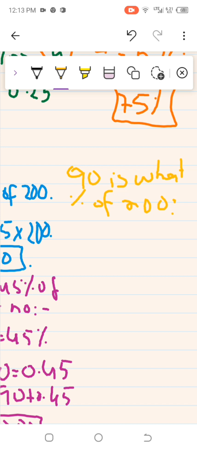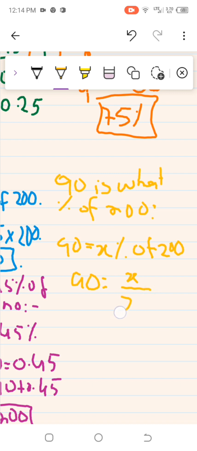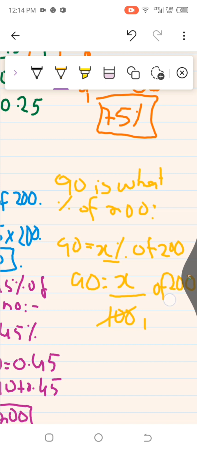So we can solve this question by, as you can see, we have 90 is the x percentage. We don't know the percentage value, so we're going to put x of 200. Fine. So here we have 90 and we're going to do x by 200. Oh sorry, I did it a bit wrong. As you can see here we have the percentage as x, so we're going to put the 100 over. So 100 of 200. Fine.